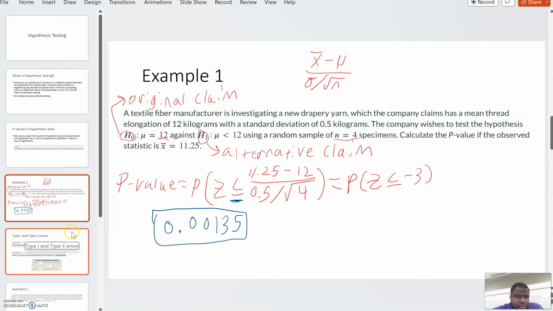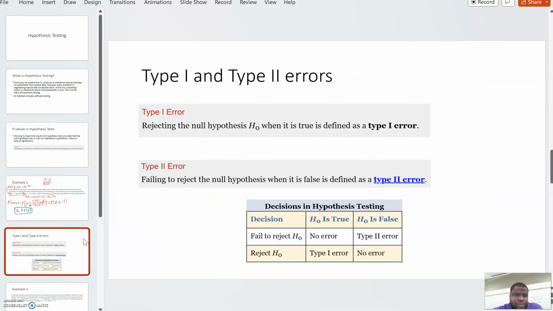All right. Let's move on to type 1 and type 2 errors. In this, obviously errors can occur. A type 1 error is when we reject the null hypothesis when it is actually true, and a type 2 error is failing to reject the null hypothesis when it is false. And then here's a little decision factor. We fail to reject the null if H0 is true, there's no error, but then we make a type 2 error. We will reject the null if we make a type 1 error.